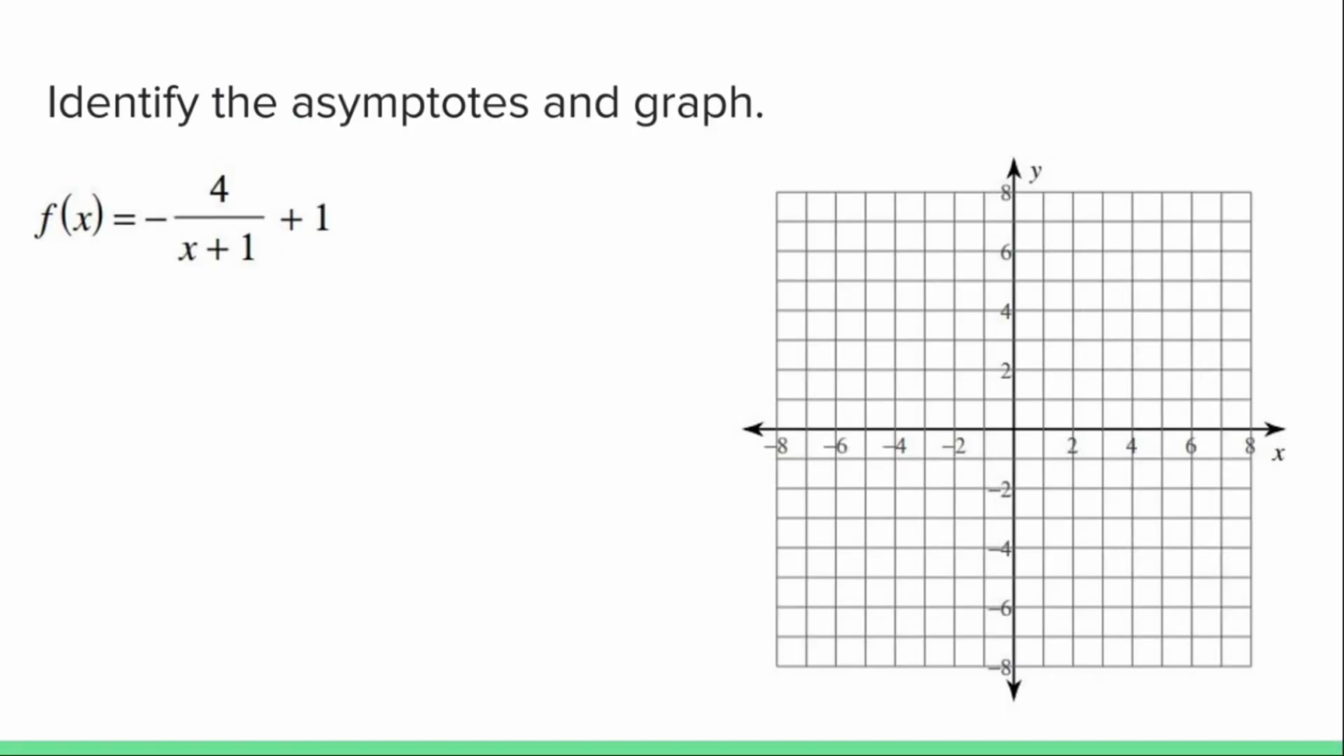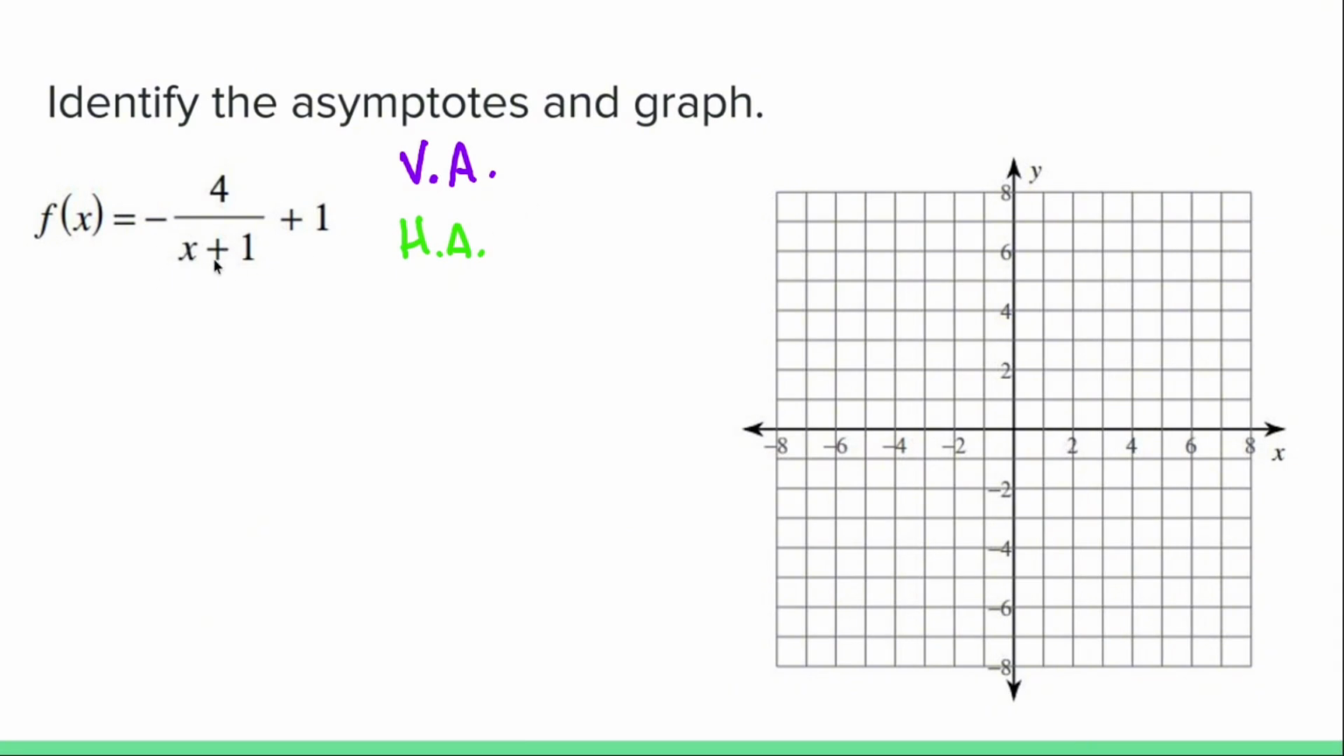Identify the asymptotes and graph. We're looking for two types of asymptotes. We're looking for vertical asymptotes and we're looking for horizontal asymptotes. Okay? Now, the vertical asymptote is going to happen at the number that makes my denominator here equal to 0.